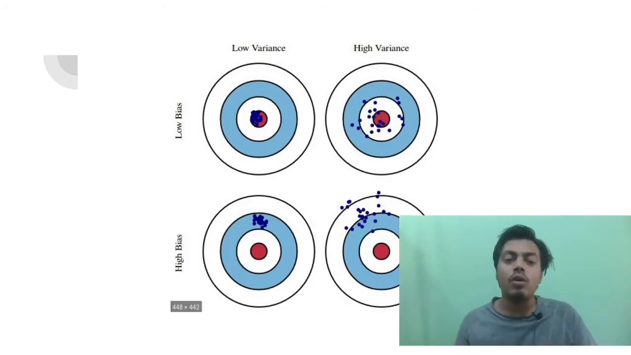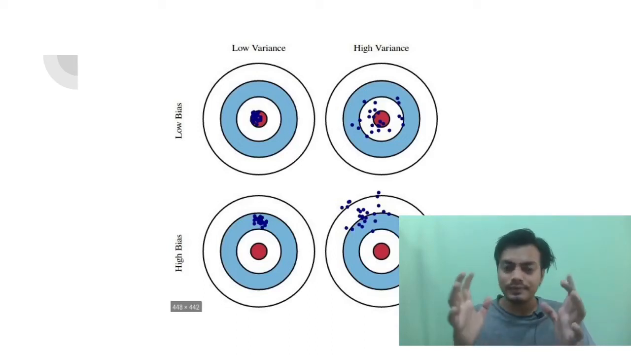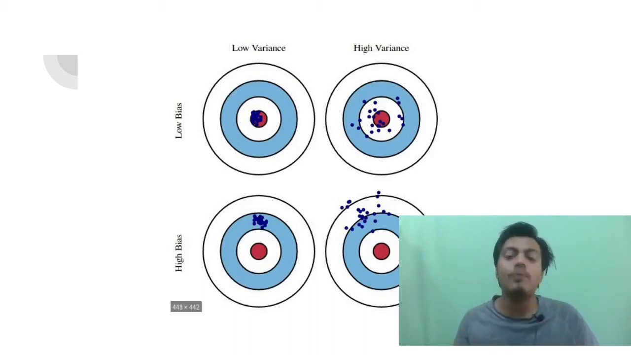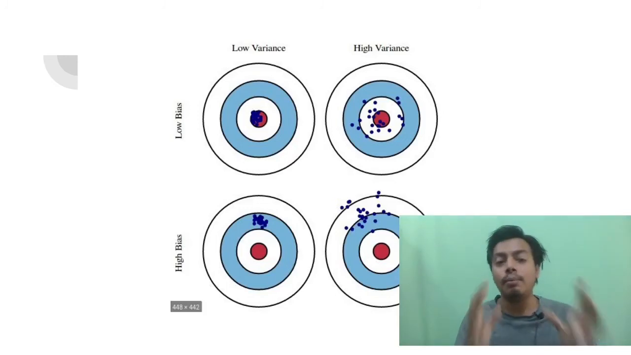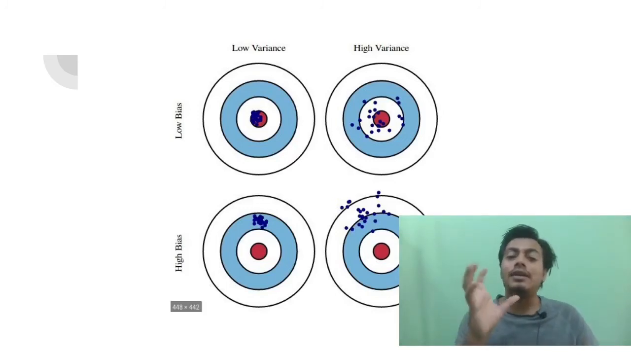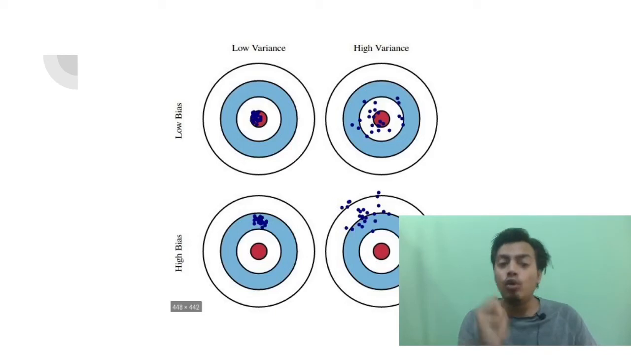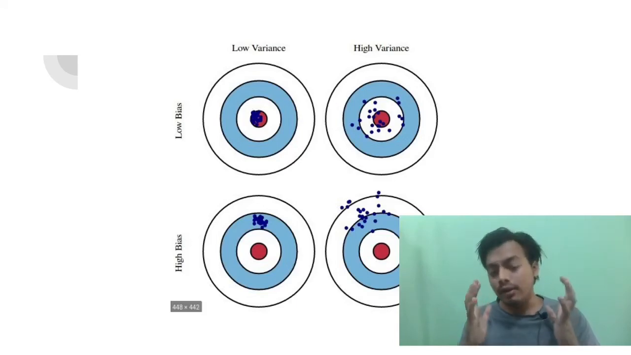Your variance is high when the data is spread out. In the high variance section, whenever the data is spread out you have high variance, and whenever the data is close together the variance is low. In bias, whenever the predictions are close to the actual result, that is the red bullseye circle, the bias is low. When the predictions are away from the bullseye circle, the bias is high.